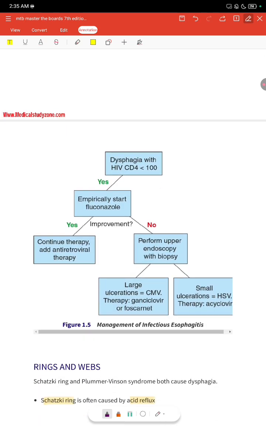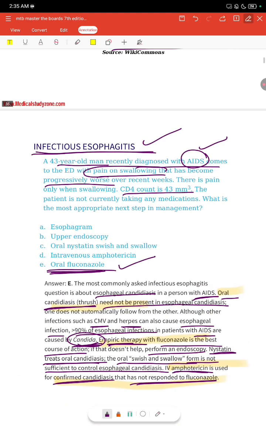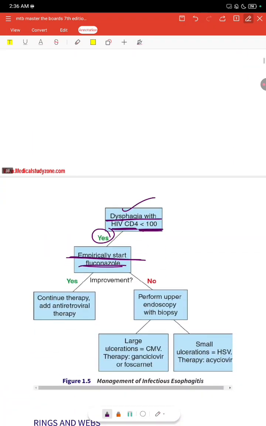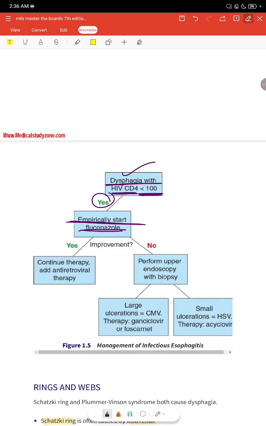Now look at this chart. If there is a problem of dysphagia, like difficulty in swallowing, with HIV where the CD4 count is less than 100, then empirically start fluconazole. Like in this case, the CD4 count was less than 100, there was progressive dysphagia, and the patient was diagnosed with AIDS. What do we do? We start empiric treatment with fluconazole.